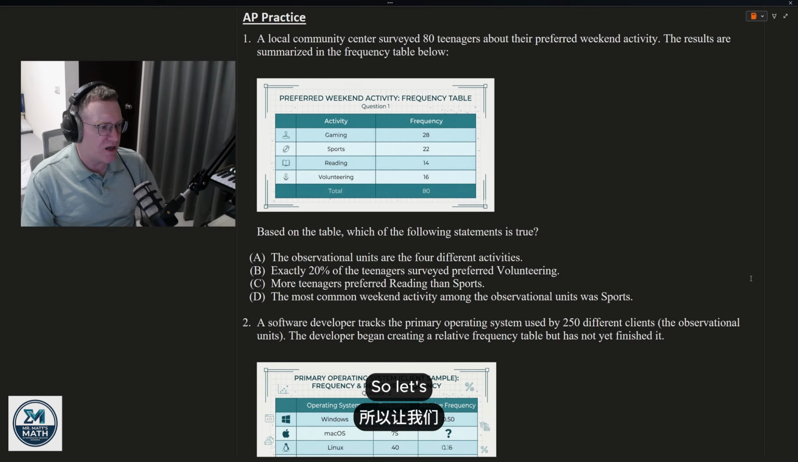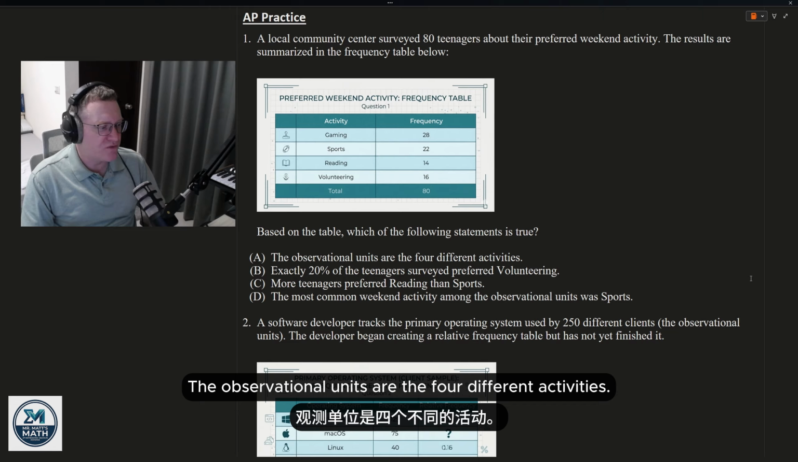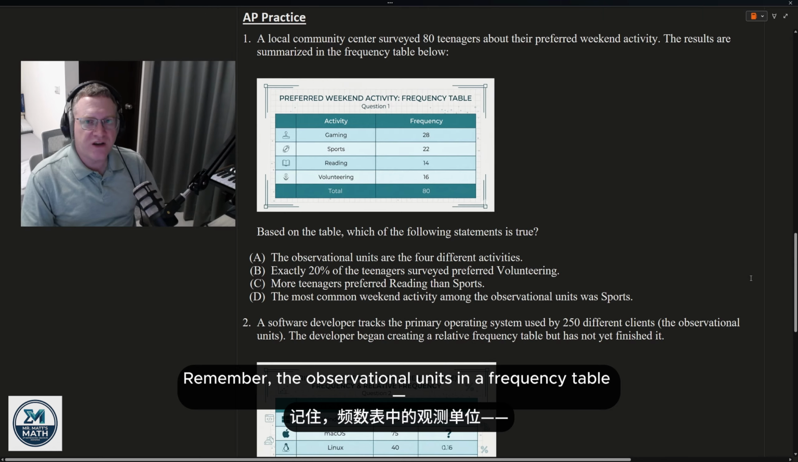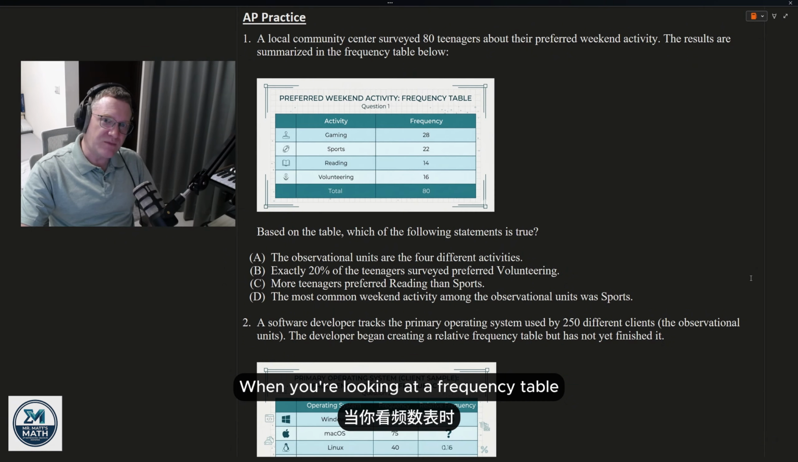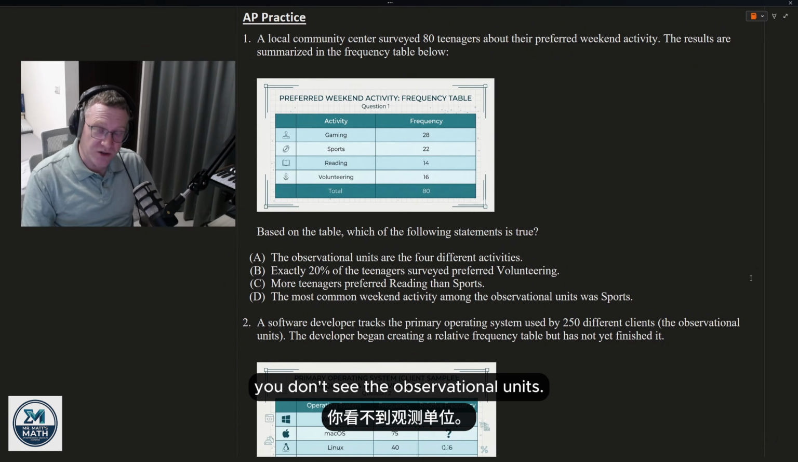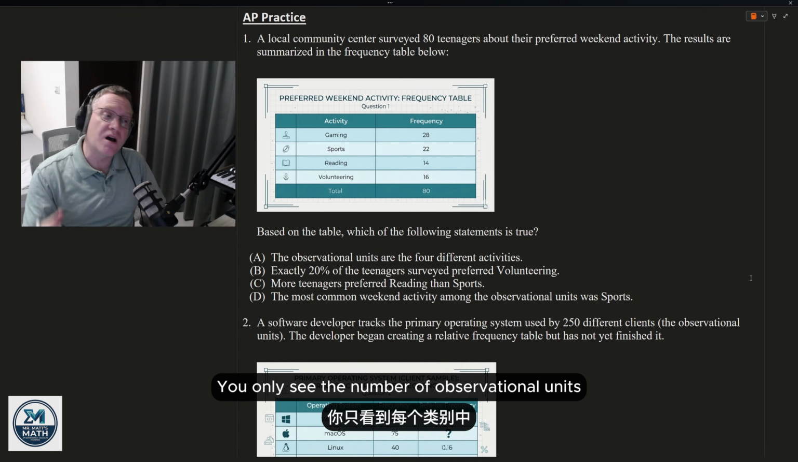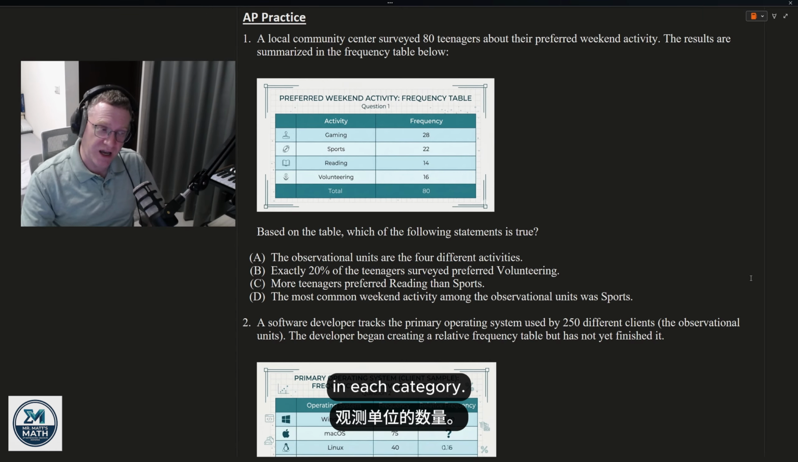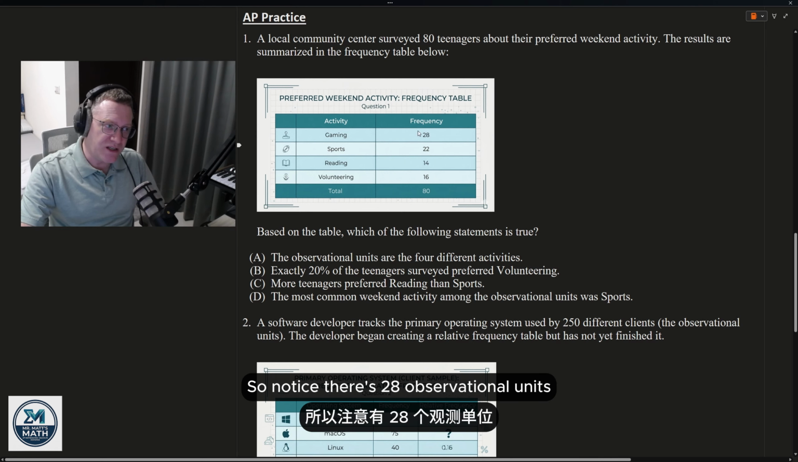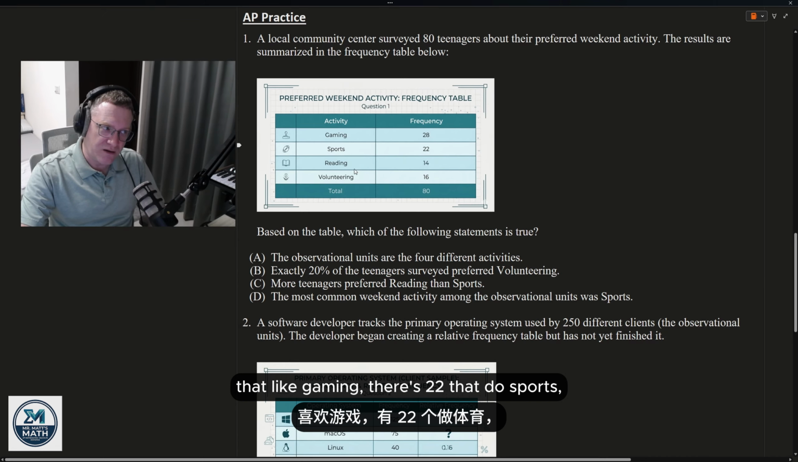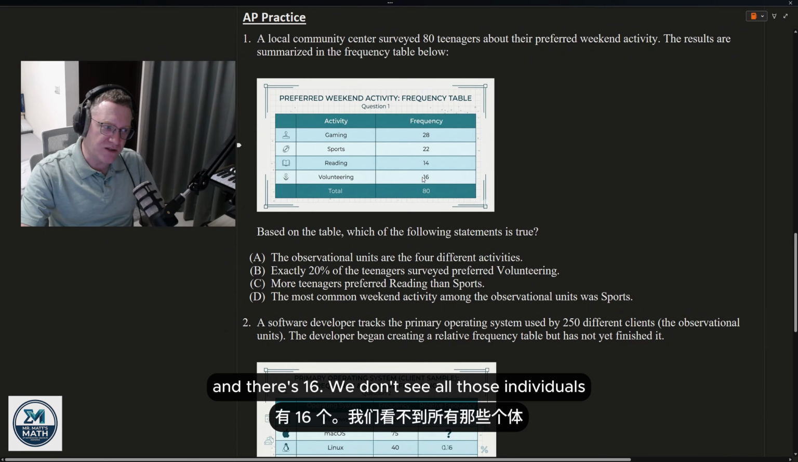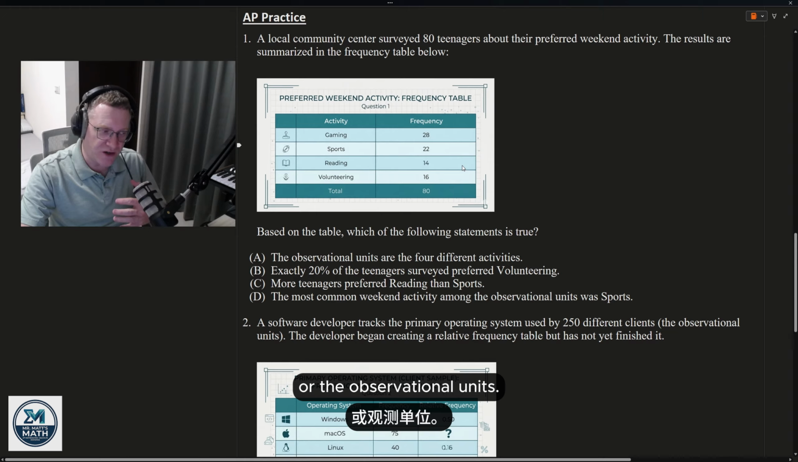All right, so let's look here. The observational units are the 4 different activities. That's not true. Remember, this is a little bit tricky. When you're looking at a frequency table, you don't see the observational units. You only see the number of observational units in each category. So notice there are 28 observational units that like gaming, 22 that do sports, 14 that do reading, and 16. We don't see all those individuals or the observational units.